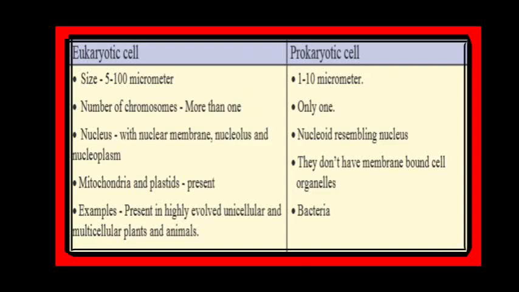And this was the last table that we had studied, the difference between eukaryotic cell and prokaryotic cell. I hope you all remember the difference. The size, the number of chromosomes, presence of nuclear membrane, presence of mitochondria and the examples. The main difference between prokaryotic cell and eukaryotic cell is that prokaryotic cell does not have any membrane bound cell organelles, whereas eukaryotic cell has membrane bound cell organelles.